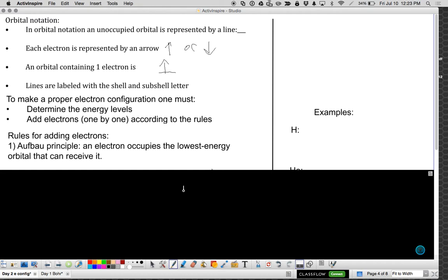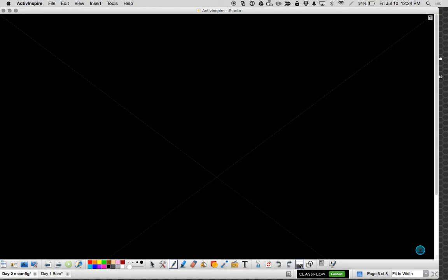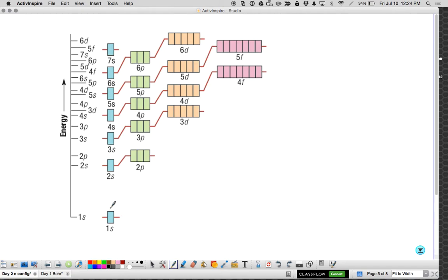All right, now what do I mean by that? Well, the lowest energy orbital possible is this 1s. So we always start with the 1s, okay?